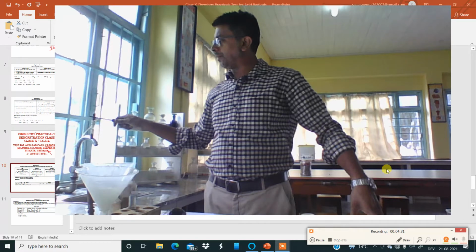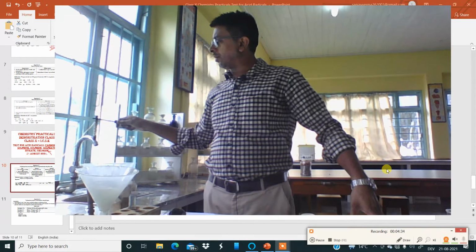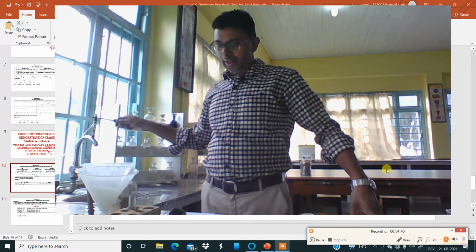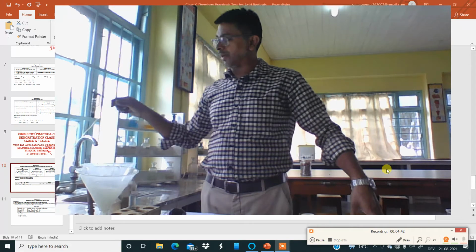Because the reaction is happening between copper oxide and concentrated HCl. The gas is there, but it is colorless. You can say it is colorless.